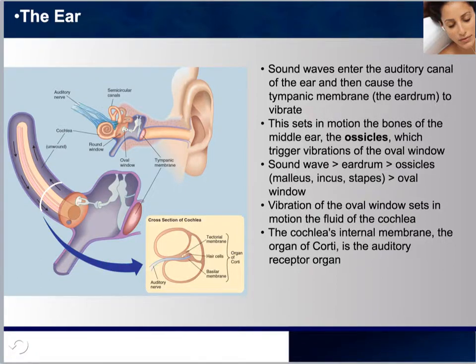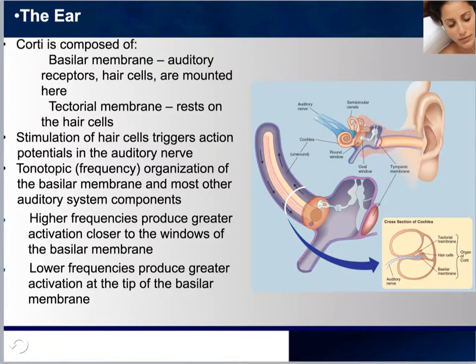Please note that inside the cochlea we have fluid that's just constantly sloshing back and forth. Those vibrations that were generated by sound waves would actually set in motion the fluid of the cochlea, and the cochlea's internal membrane, which is what we call the organ of Corti, would be the auditory receptor of the organ. The organ of Corti is composed of what we call the basilar membrane. The basilar membrane would be this component here.